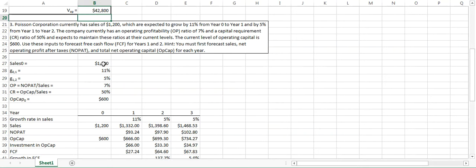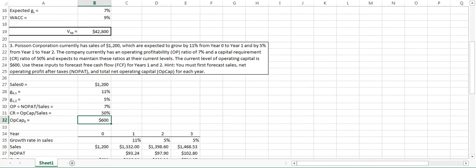So let's see what we already know. Our sales at time period 0 is 1.2 million. The growth rate from period 0 to 1 is 11%, and from period 1 to 2 is 5%. Our operating profit is 7%. If you remember, our operating profit is calculated as our NOPAT divided by sales, and our capital requirement is 50%. Capital requirement is calculated by operating capital divided by sales. And our operating capital was given to us at 600.